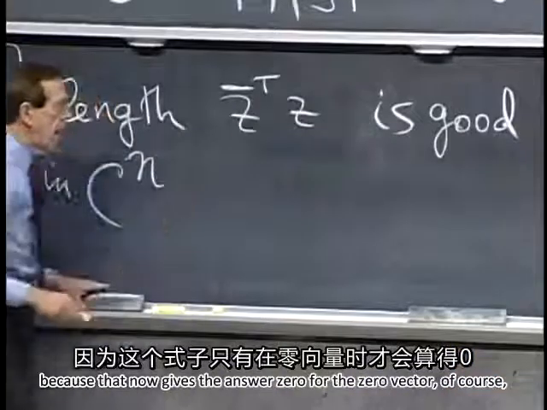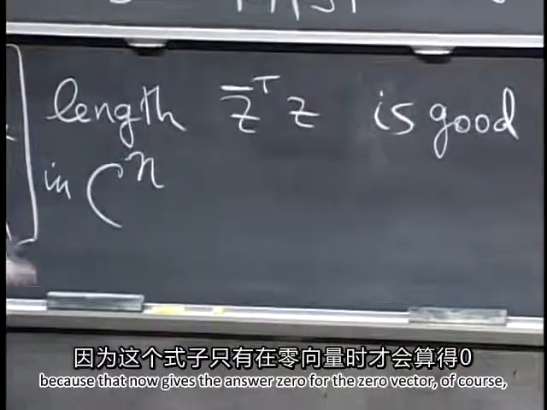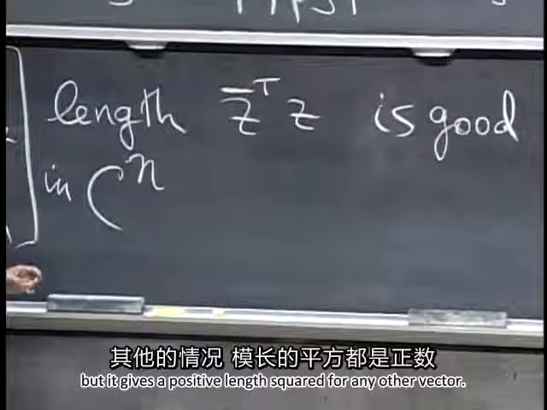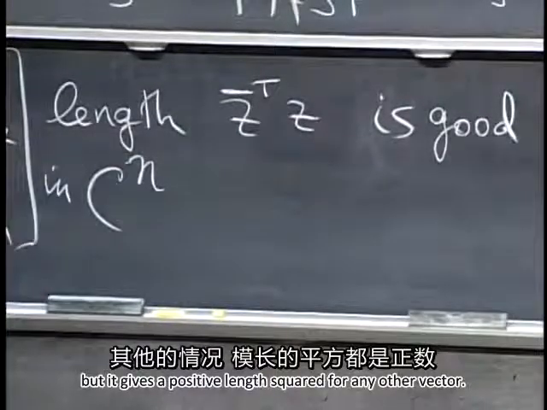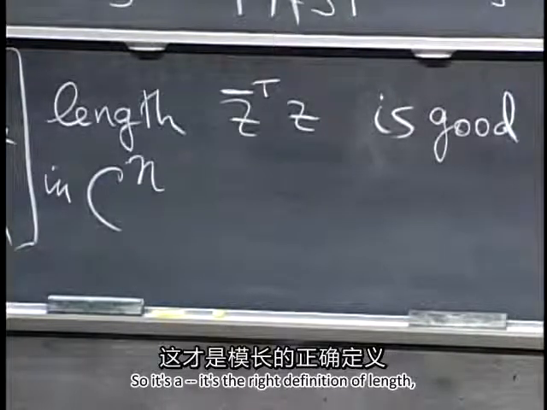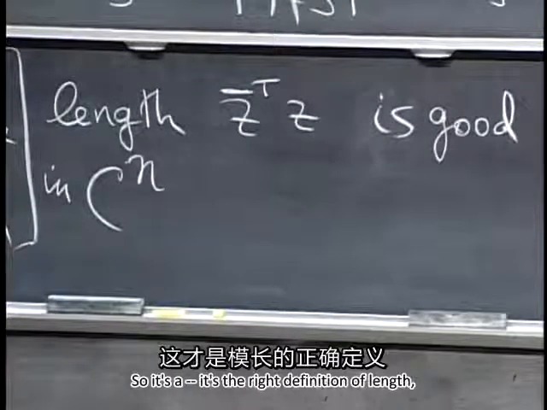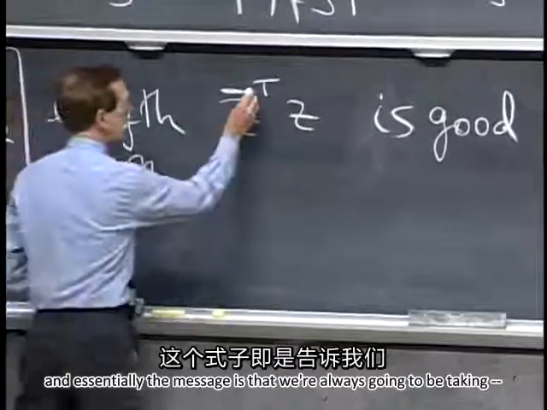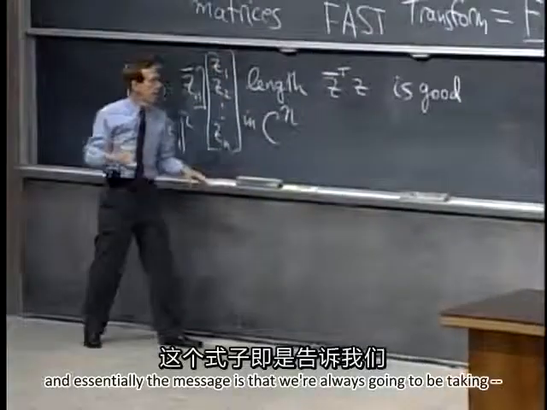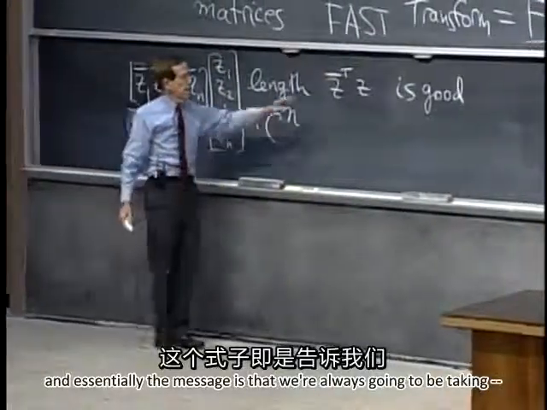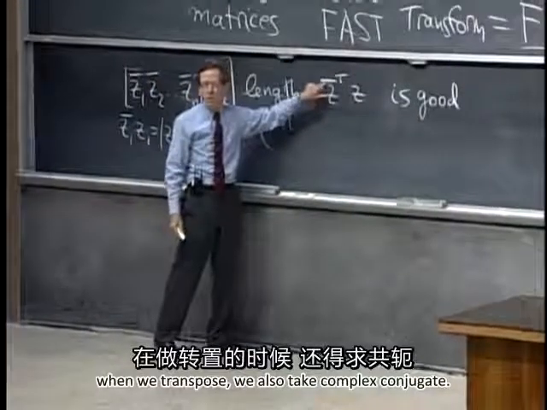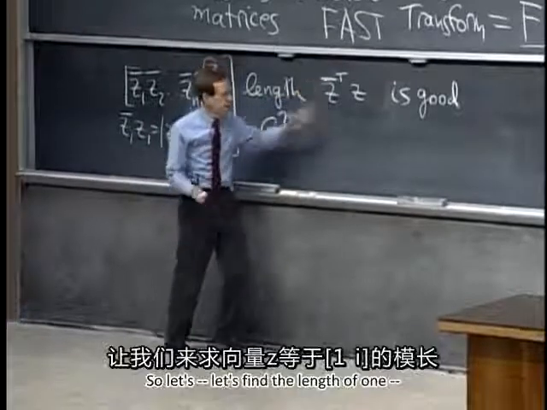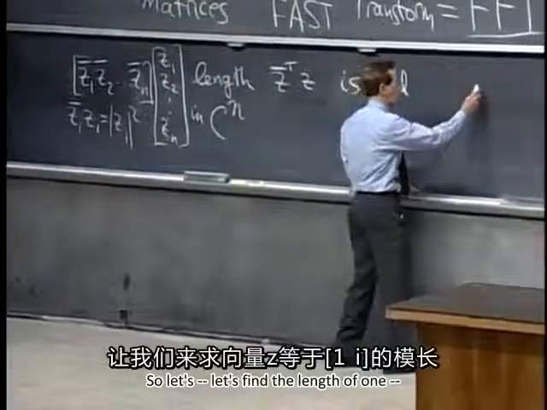Because that now gives the answer 0 for the 0 vector, of course, but it gives a positive length squared for any other vector. So it's the right definition of length. And essentially the message is that whenever we transpose, we also take the complex conjugate. So let's find the length of one.